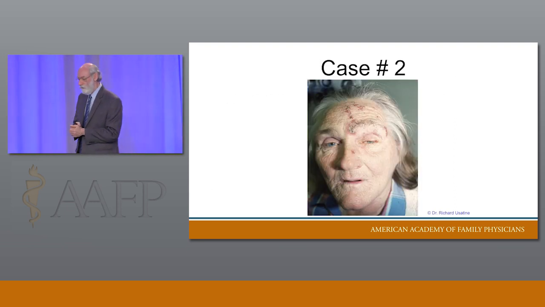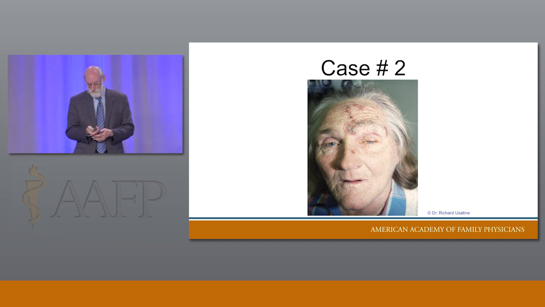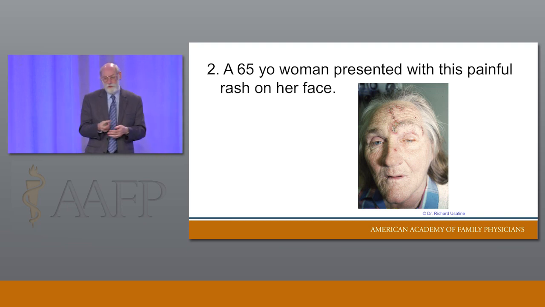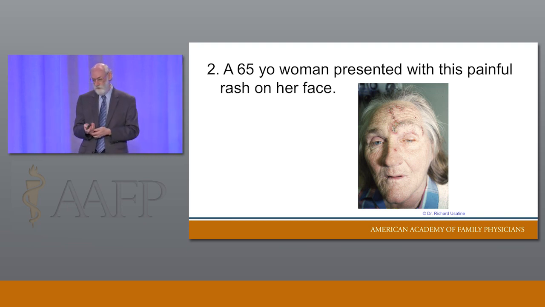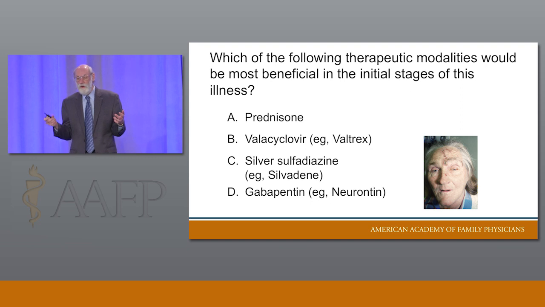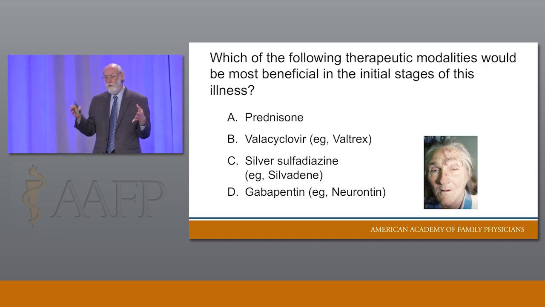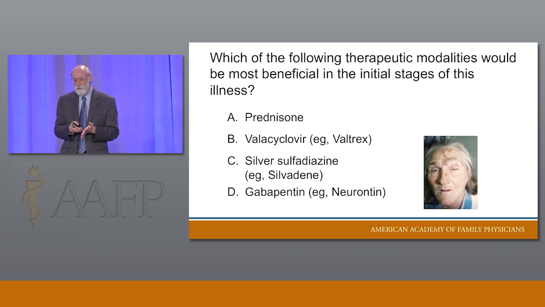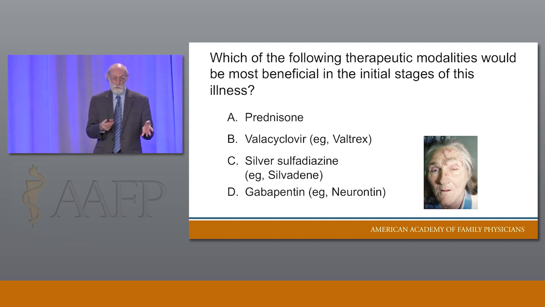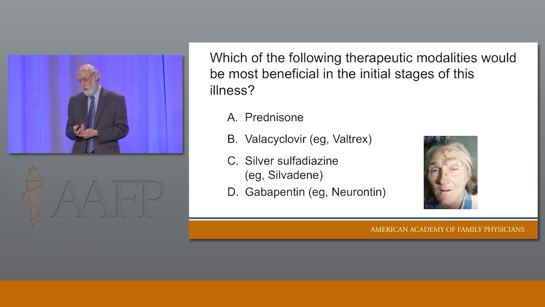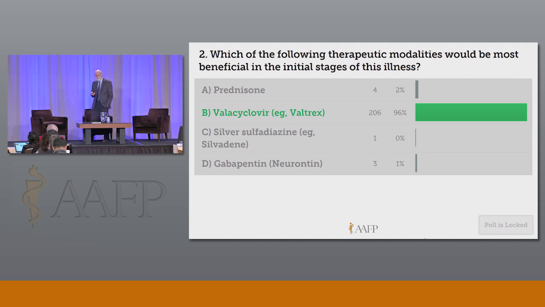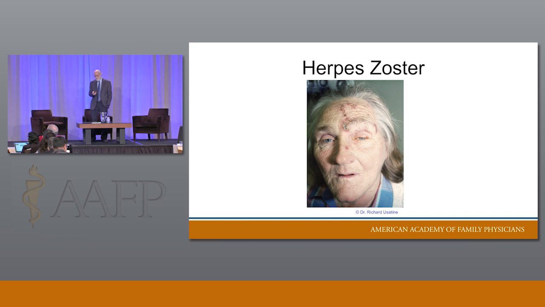All right, case number 2. A 65-year-old lady has a painful rash on her face, one side of her face to be exact. Which of the following therapeutic modalities would be most beneficial in the initial stages of her illness? Prednisone, valacyclovir, silver sulfadiazine, or gabapentin? You voted for valacyclovir. Good, because why? Our patient has herpes zoster or shingles.